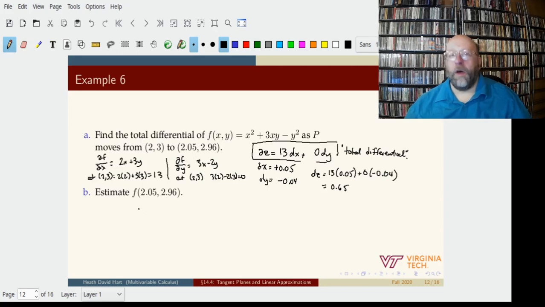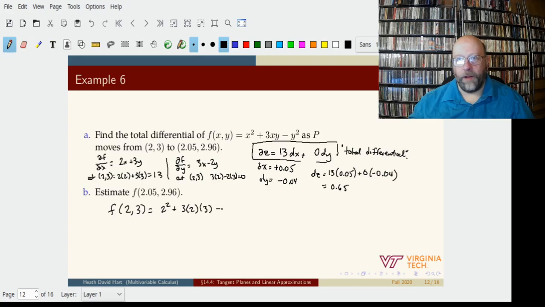All right, the question says now to estimate f of 2.05, 2.96. Well, f of 2, 3 is not hard to calculate even without a calculator. I'll go ahead and write this out. 2 squared plus 3 times 2 times 3 minus 3 squared is 4 plus 18 minus 9, which is 13.